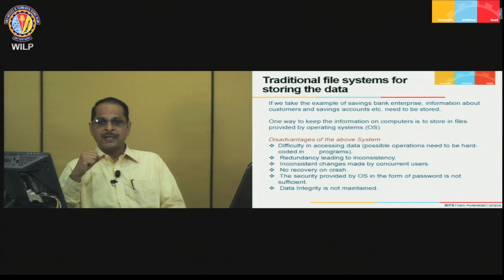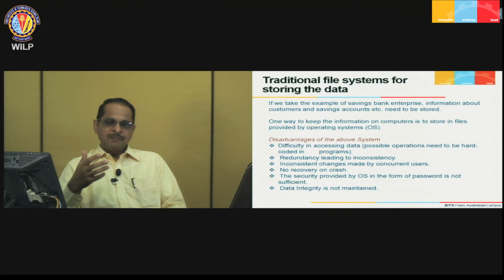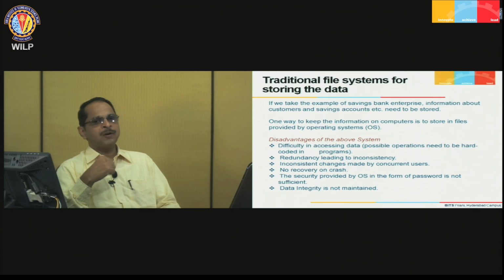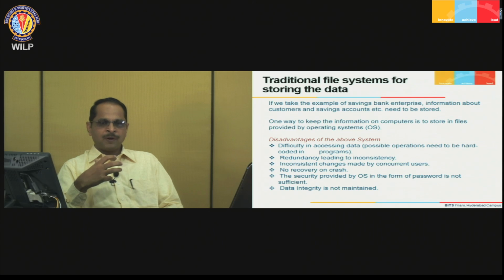The second drawback is redundancy, which leads to inconsistency. If you are not having a database management system, what do we mean by redundancy? It is nothing but duplication. If the same information about the customer is placed in different files on the disk, and there is a change in the data pertaining to a customer, then we need to figure out all the files that contain information about the customer and update them.